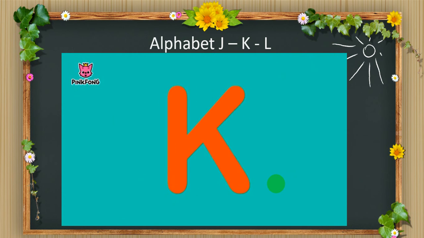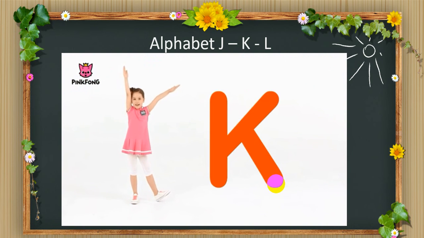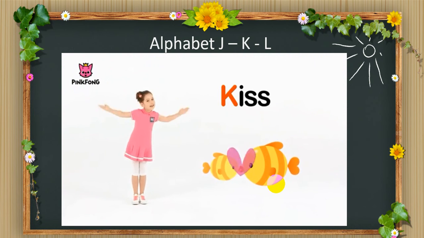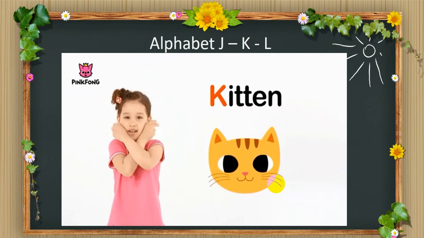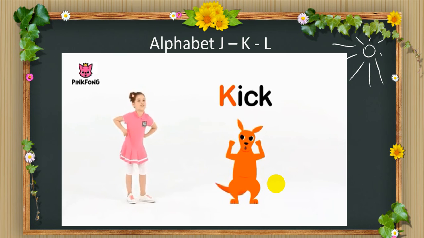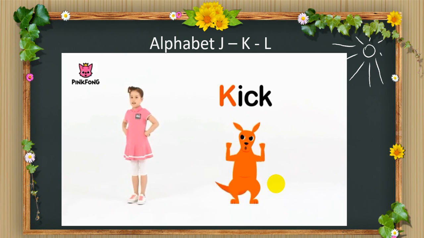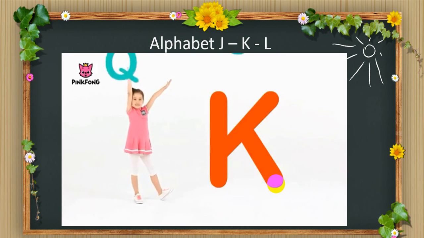Alphabet K. Here we go. K, K, K. K, k, kiss. K, k, kitten. K, k, kick. K.